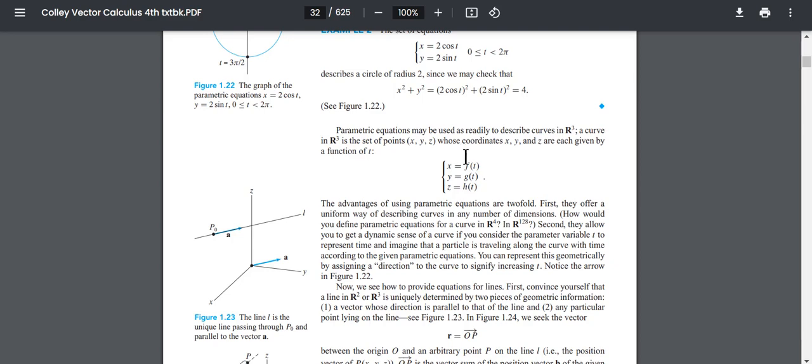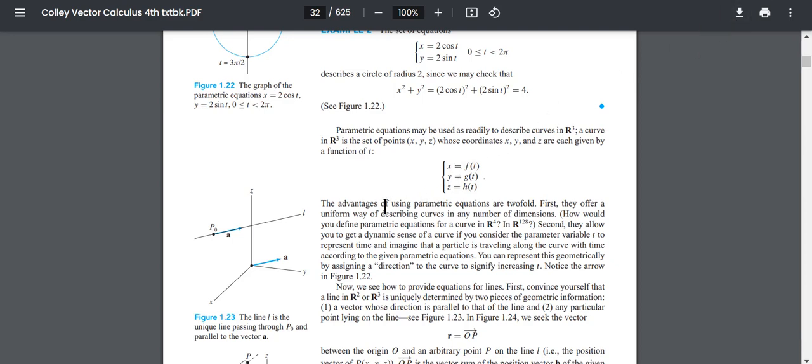But now that we have this concept of parametric equations, we can get the equations for a curve in 3D or in R3. Now we did have a single equation, but it didn't describe a curve, it described a plane. But with this framework, we can describe a curve in 3D.